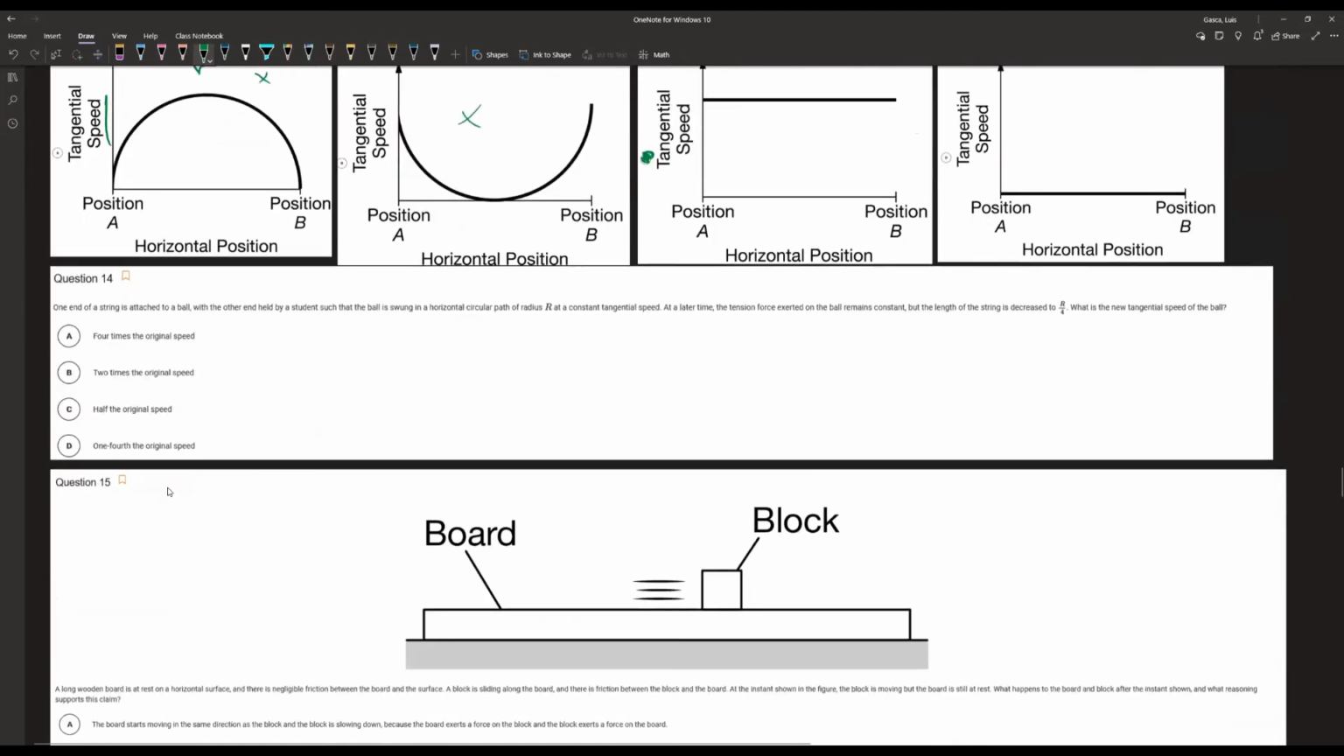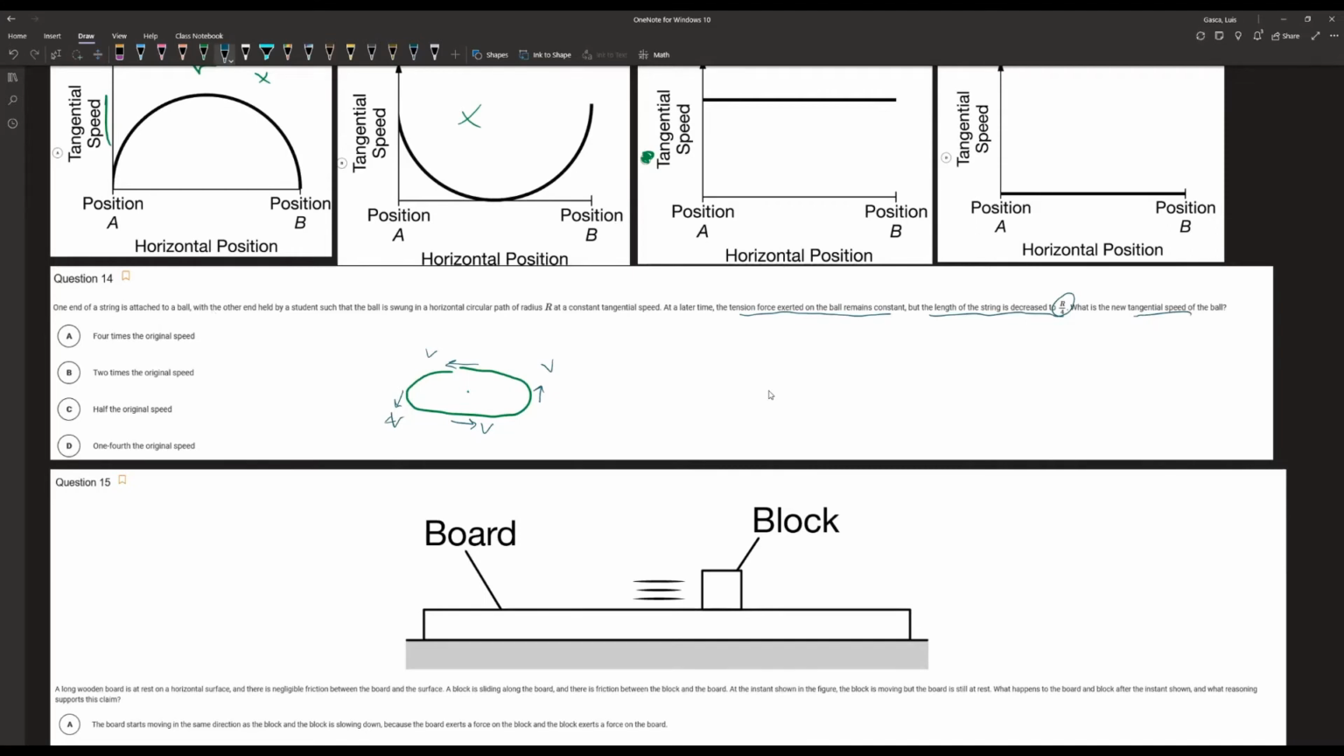Let's go on to the next one. Question 14. One end of a string is attached to a ball, with the other end held by a student such that the ball is swung in a horizontal circular path of radius r at a constant tangential speed. At a later time, the tension force exerted on the ball remains constant, but the length of the string is decreased to 1/4 the radius. What is the new tangential speed of the ball?